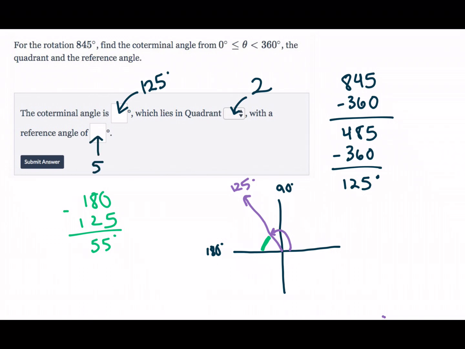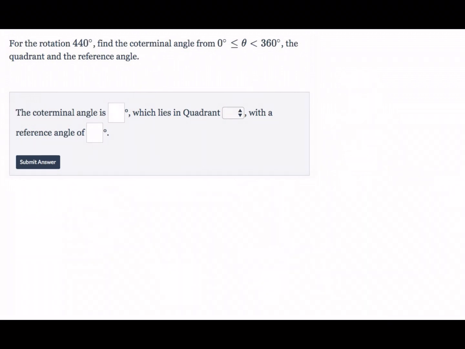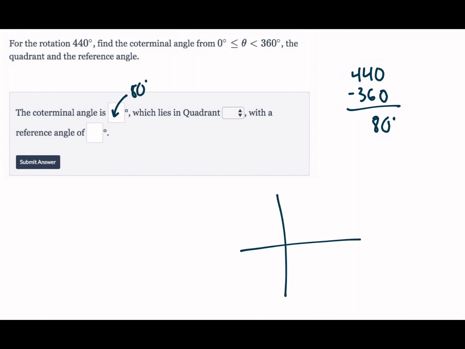I have one more of these examples. Okay, 440. First thing I need to do is find what this is coterminal with. So 440 minus 360. My coterminal angle is 80 degrees. That falls between 0 and 90. So that's going to put us in the first quadrant. So somewhere here.